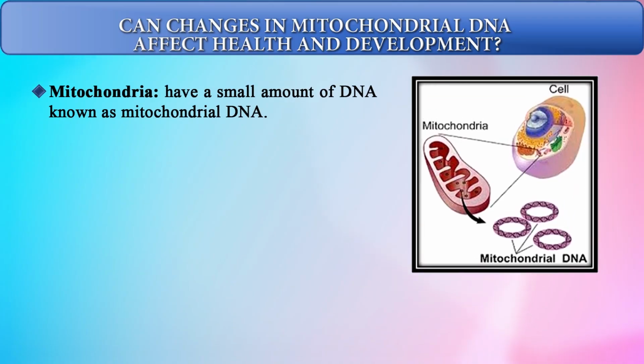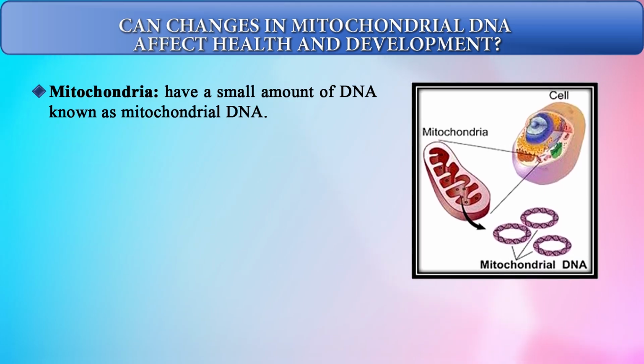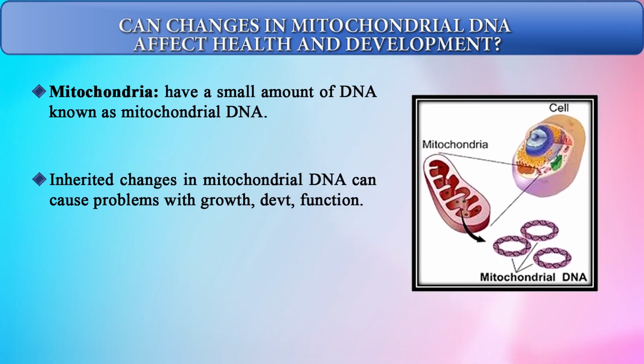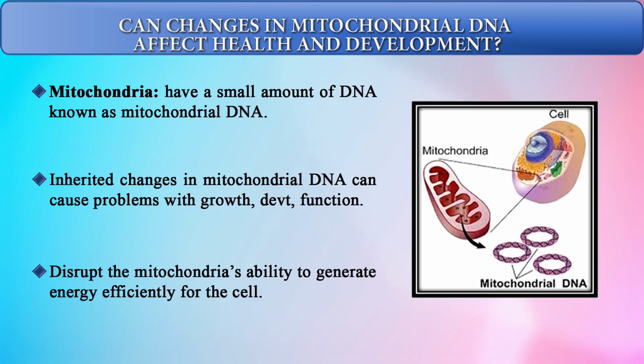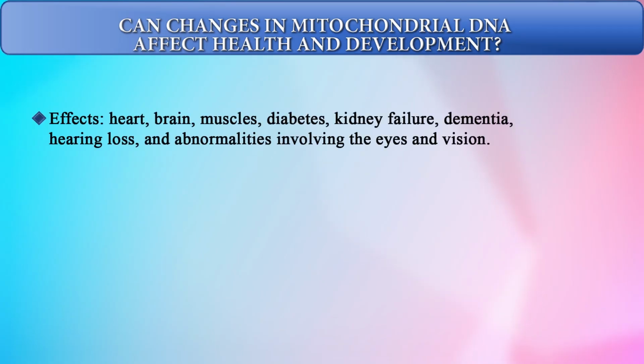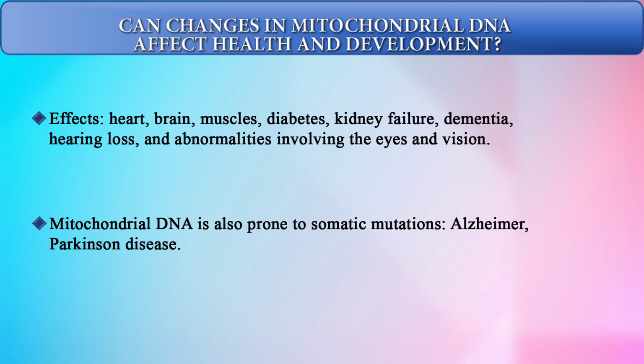So can these changes in the mitochondrial DNA affect health and development? Mitochondria have a small amount of DNA known as the mitochondrial DNA. Inherited changes in the mitochondrial DNA can cause problems with growth, development and function. They can disrupt the mitochondria's ability to generate energy efficiently for the cell. Effects can be seen on the heart, brain and muscles. It can cause diabetes, kidney failure, dementia, hearing loss and also abnormalities involving the eyes and vision. Mitochondrial DNA is also prone to somatic mutations, as in Alzheimer's and Parkinson's disease.